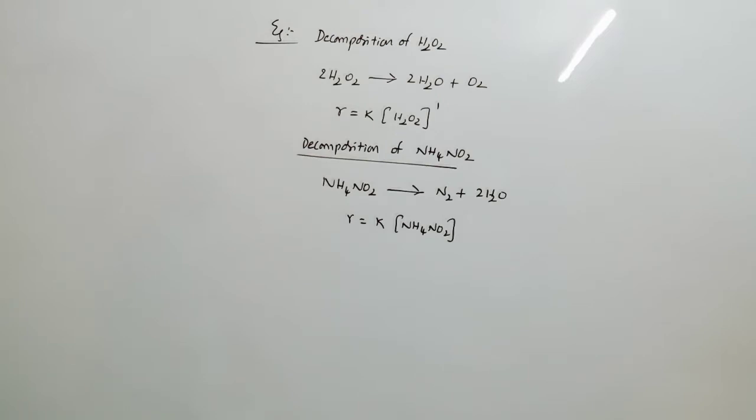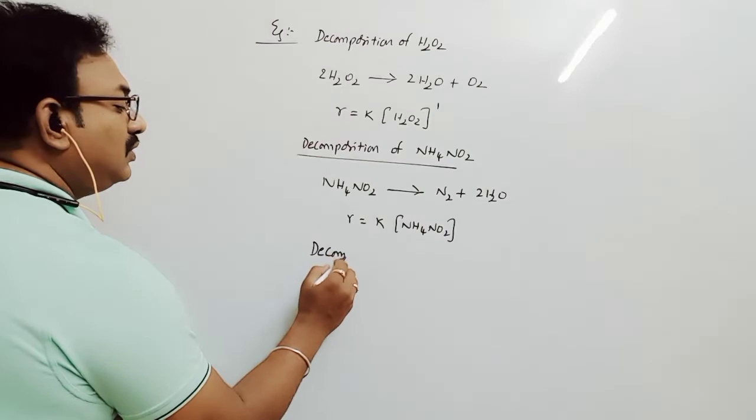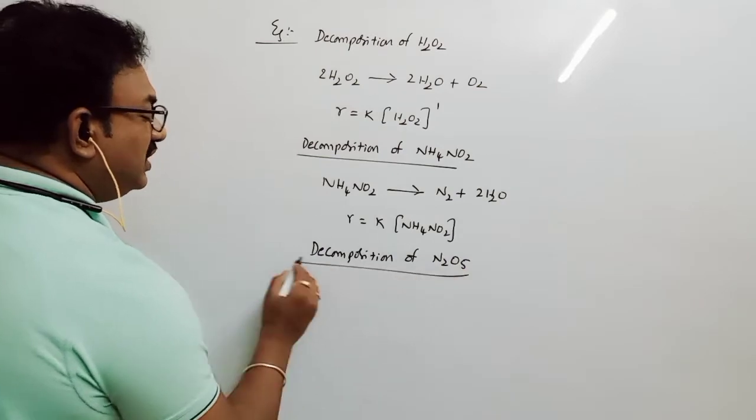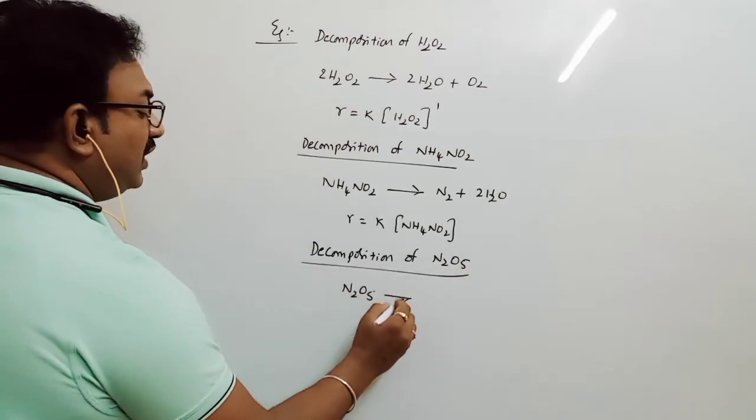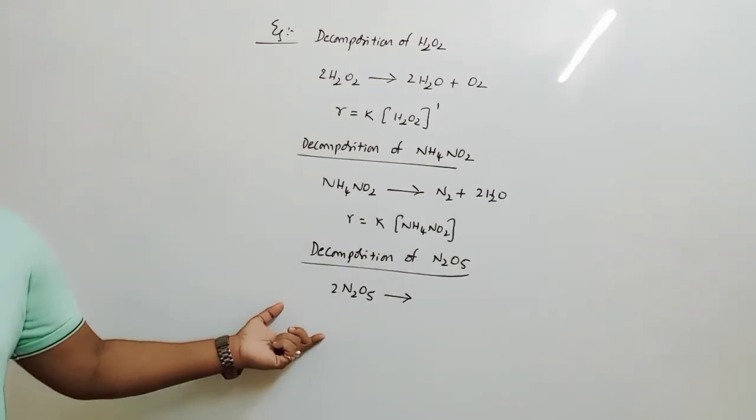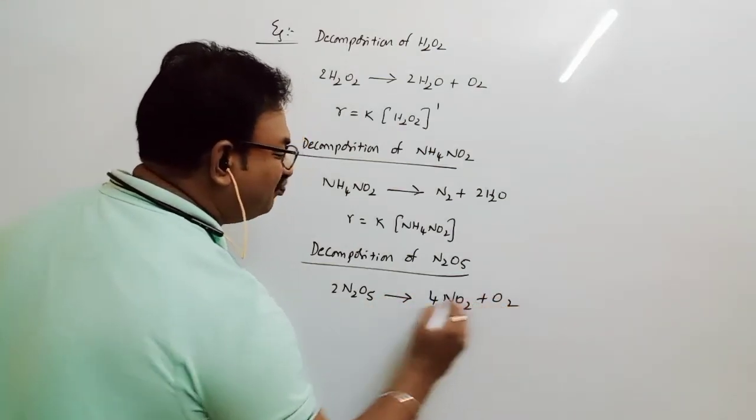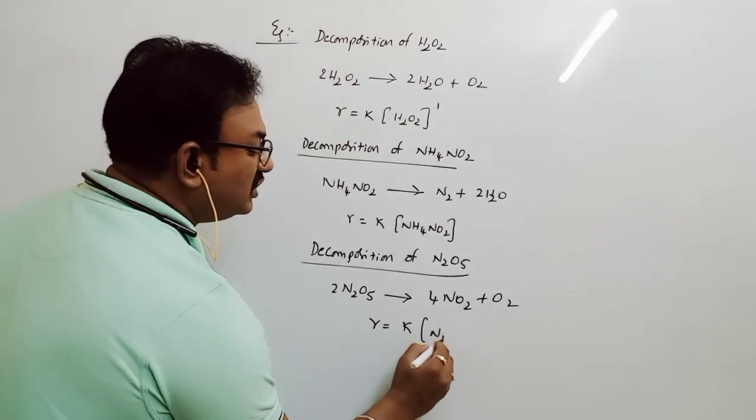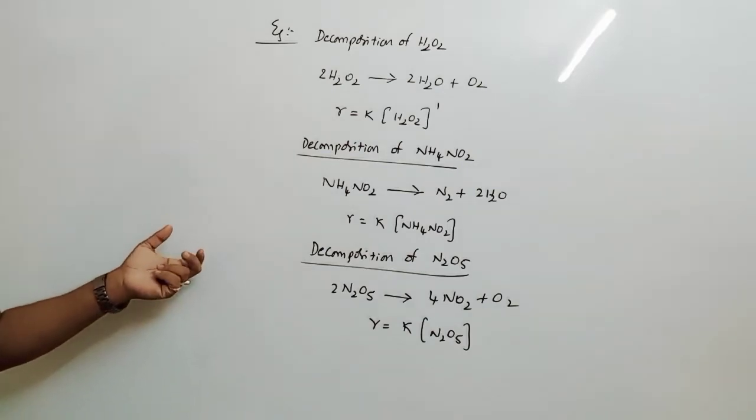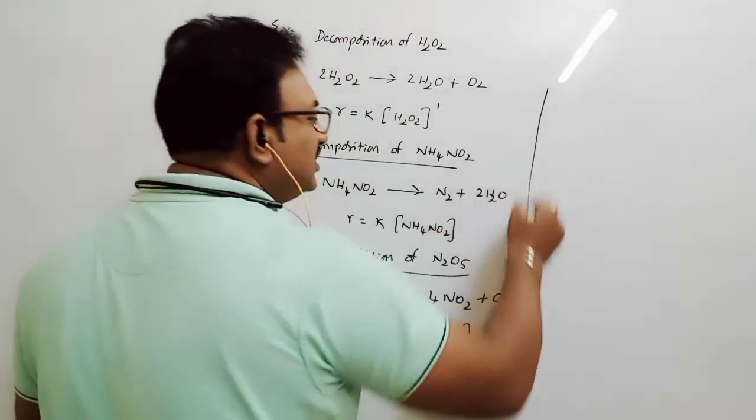NH4NO2 decomposition and N2O5 decomposition also. Dinitrogen pentoxide, N2O5. If you take 2 moles, for balancing purpose, we are taking 2 moles of N2O5, that gives rise to 4NO2 plus O2. So rate is equal to k into concentration of N2O5 power 1. So these are all examples for first order kinetics. Still so many are there. Maximum decompositions come under this category.